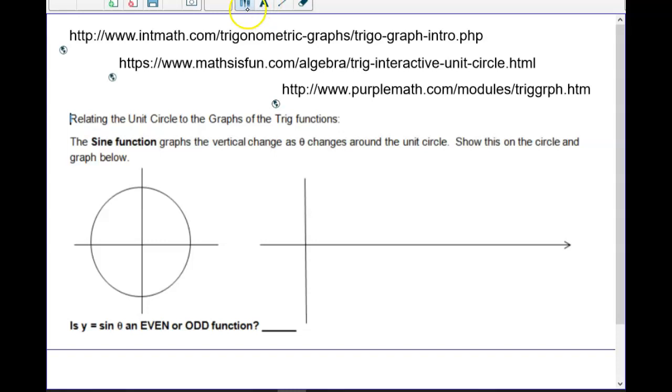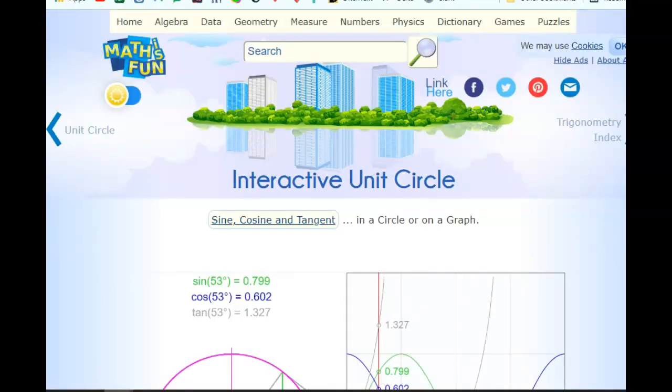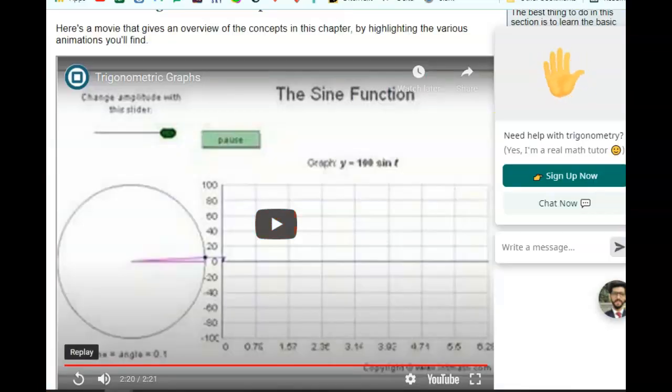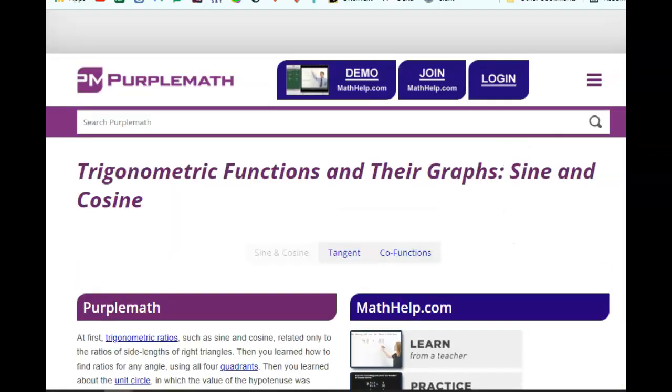Is sine x or y, guys? What have we learned from our unit circle? The sine function is the y value. So if we look at this interactive unit circle website here, that's not my favorite. Let's try the other one. Let's try this one, see if it looks any better.